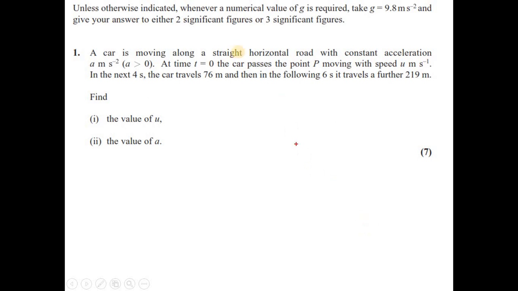Initially they gave you some information that for the value of g you are going to use 9.8, and you need to give answers either in 2 significant figures or 3 significant figures. Question number 1.